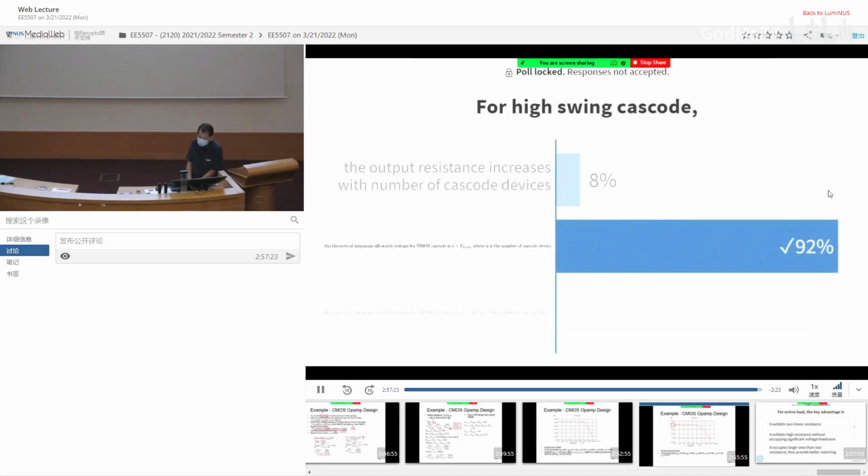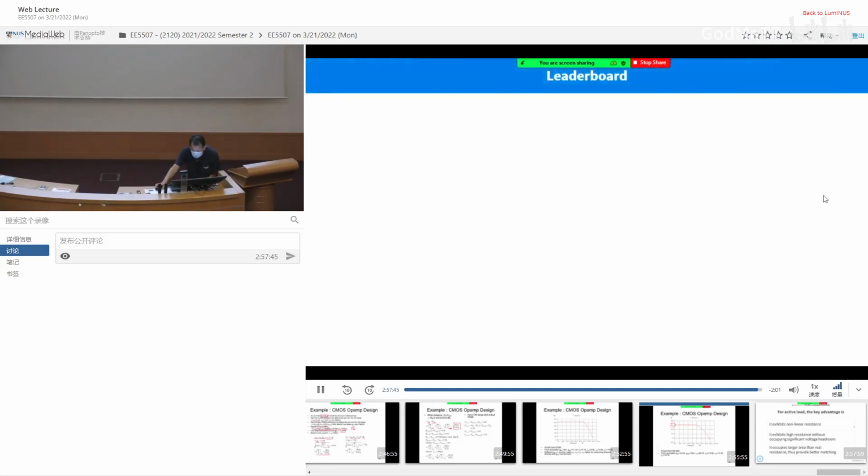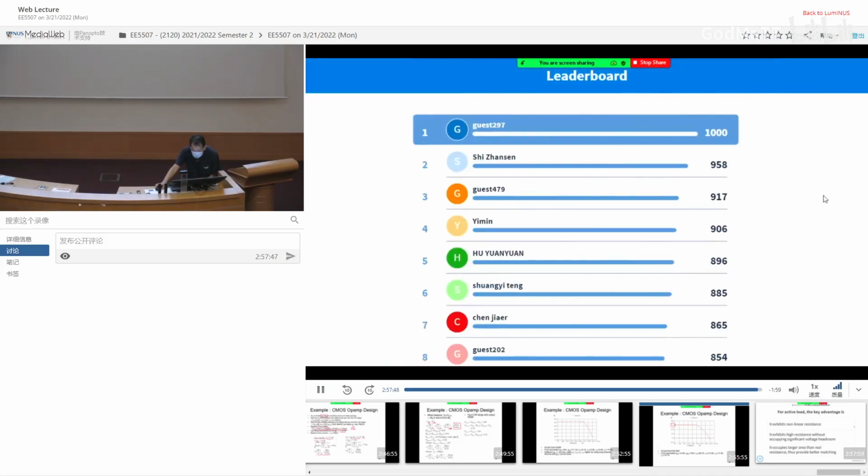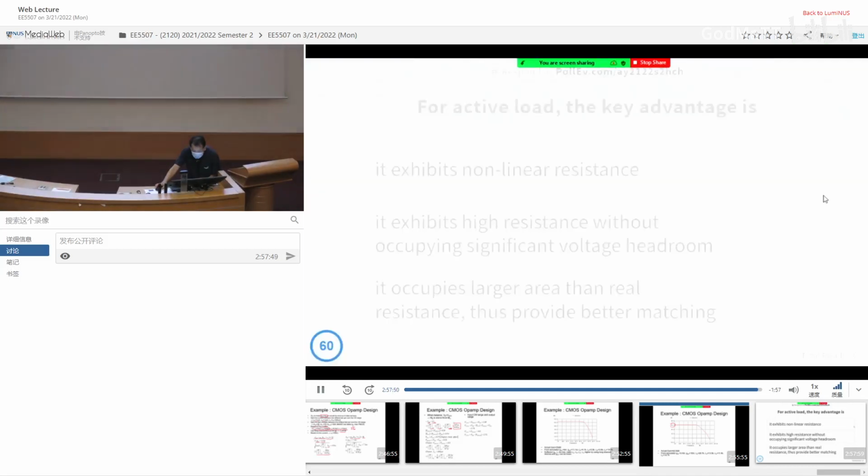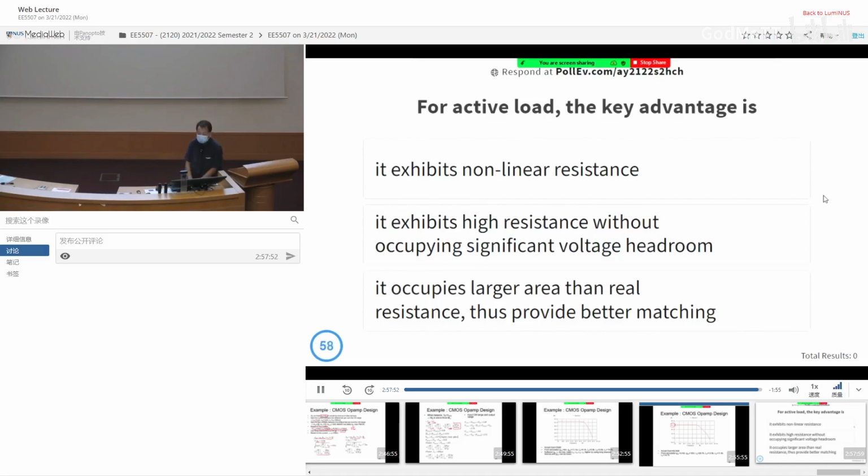Okay, still some students get it wrong. I think those students who get it right probably remember what I told you. Can the resistance increase forever for cascode? Eventually it's going to be limited by the leakage. So the first answer is definitely wrong. Okay, it's not always increasing with the number of cascodes. Okay, let's look at the second one.